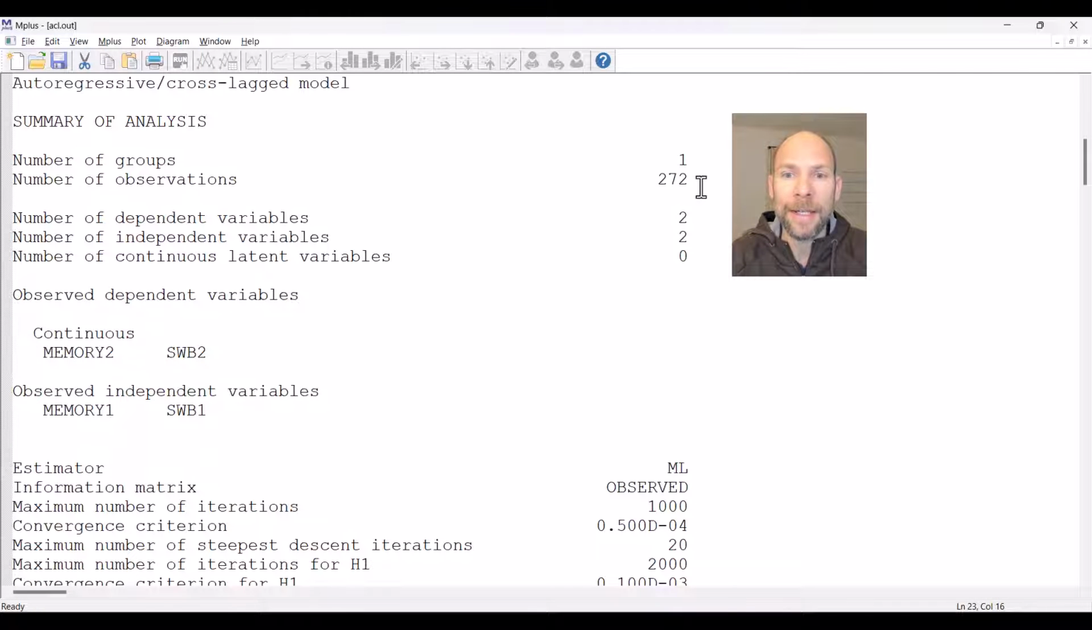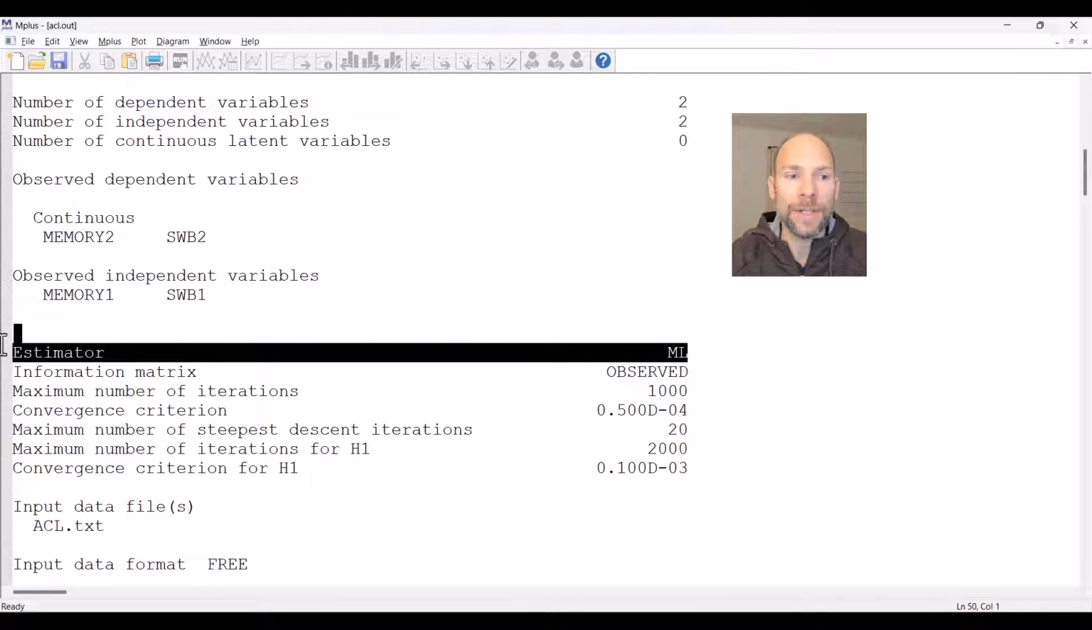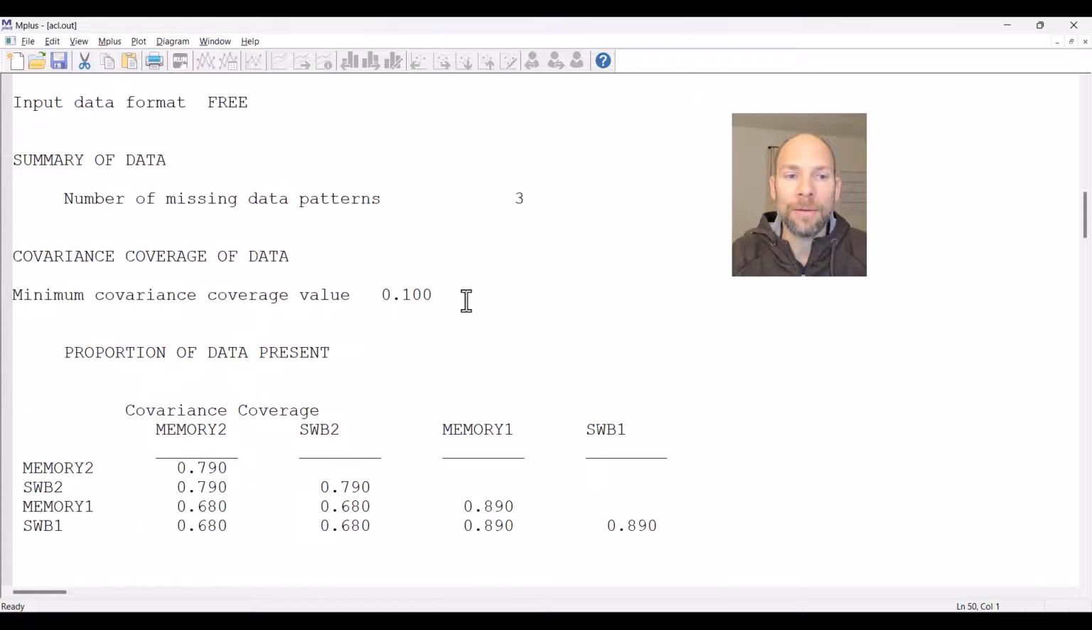You can see that there were 272 observations here in the sample. We can see that memory 2 and subjective well-being 2 were listed as continuous observed dependent variables, and then observed independent variables were memory 1 and subjective well-being 1, as it should be. Mplus by default for continuous outcomes uses maximum likelihood estimation, and here with missing data, as we will see shortly when we take a look at the missing data information.